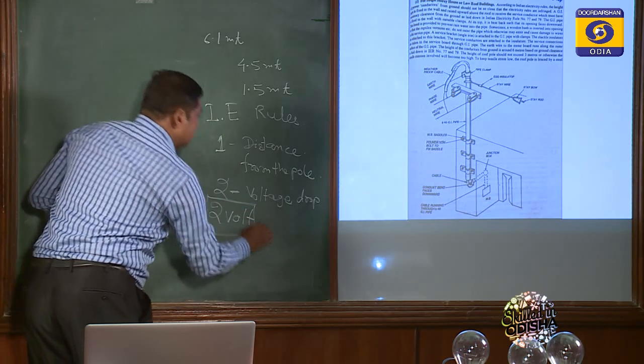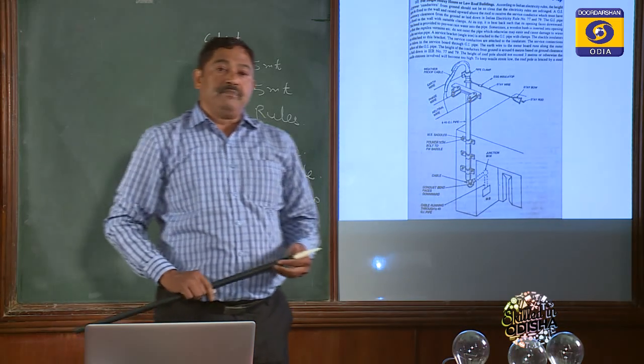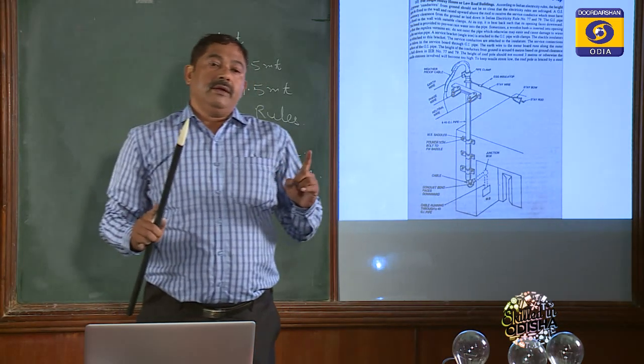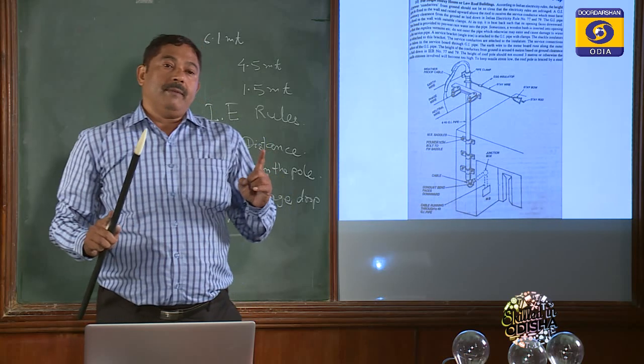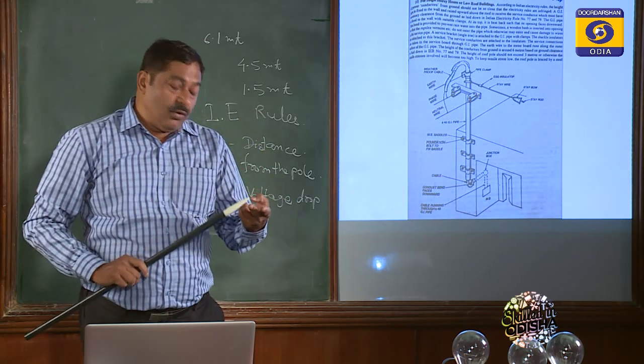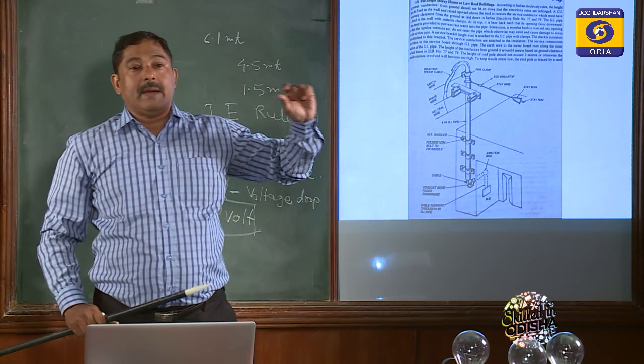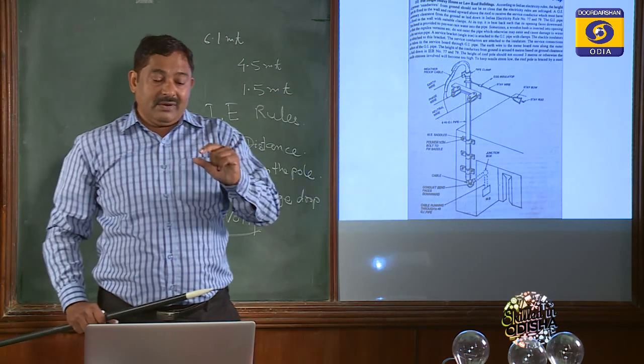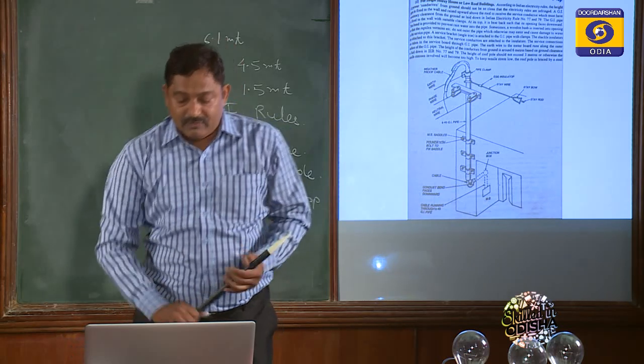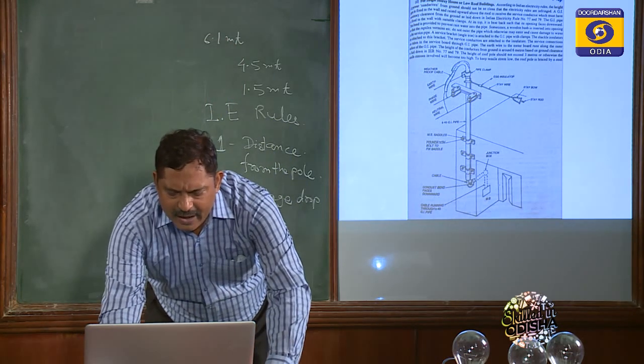So for the conductor size that we decide, we should keep in mind 2 things. One is the voltage drop, another is the temperature withstand capability. A particular conductor can carry a particular amount of current. So these 2 things we have to adhere to.